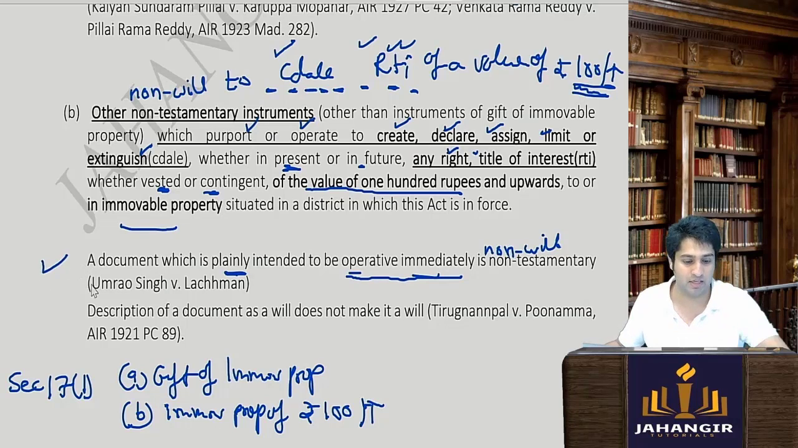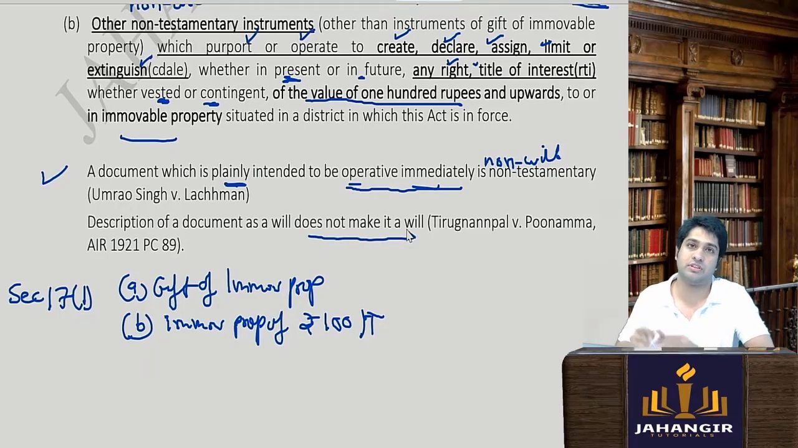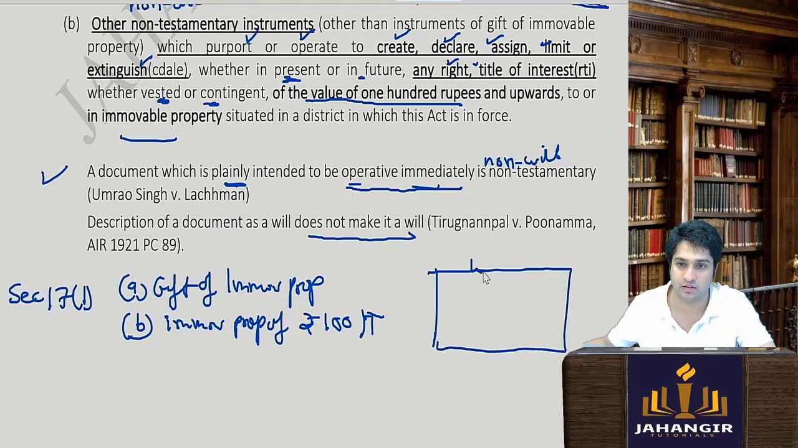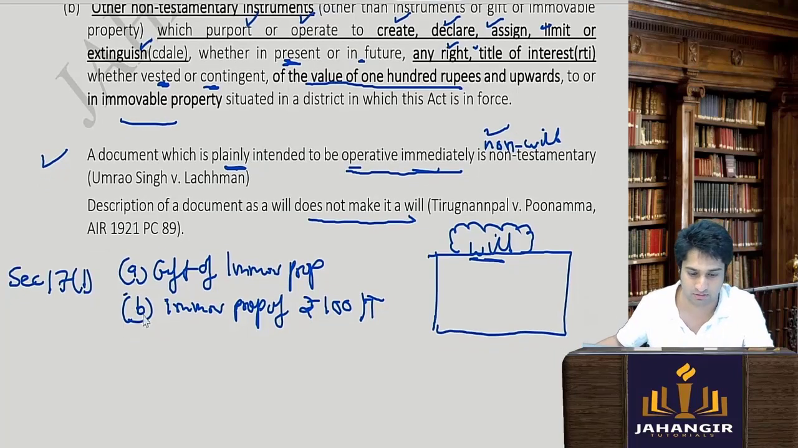Umrao Singh versus Lachman: description of a document as a will does not make it a will. So just by saying that it is a will does not make it a will. You will have to go into the context, the language, to see whether it has all the essentials of a will or not. Sometimes people put will in the title, and inside say it operates immediately. Why like that? Because registration of a will is optional, so they save the registration fee. Just by titling it will doesn't mean that it becomes a will. We'll have to see: if immediate transfer is happening, it is a non-will document and registration is compulsory, and you have to pay the registration charges.